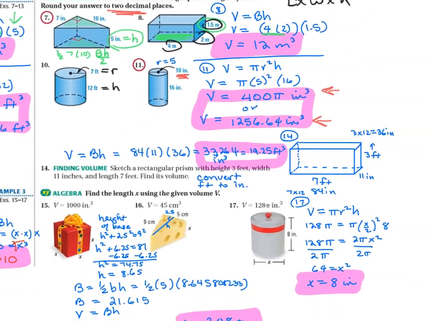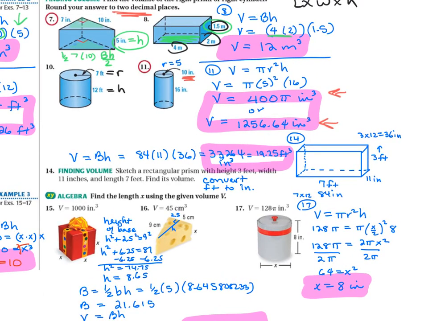Now, number 14 was a bit challenging. So for number 14, notice that they said to first sketch it. So here is my picture. I labeled it, but notice the dimensions are in different units. So they said the height was 3 feet, and then they said the width is 11 inches, and then the length was 7 feet. We need to make them all the same units.